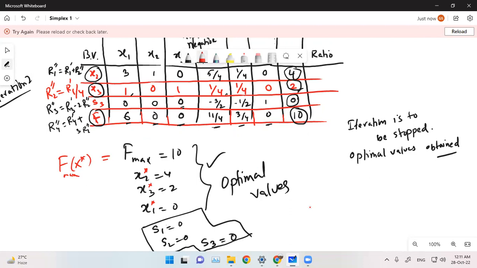Okay, so this is problem number 1. We are yet to solve 2 more problems because 2 more special cases are available in the simplex method. So inshallah, we'll try to upload 2 more videos, or in the next week in the physical class, inshallah.